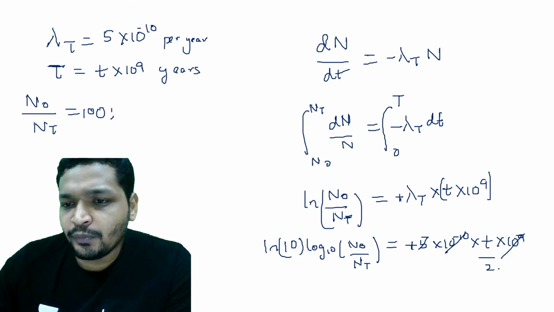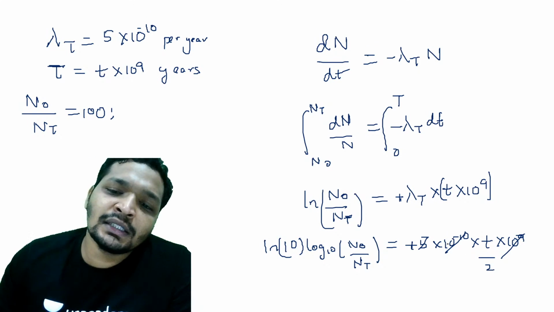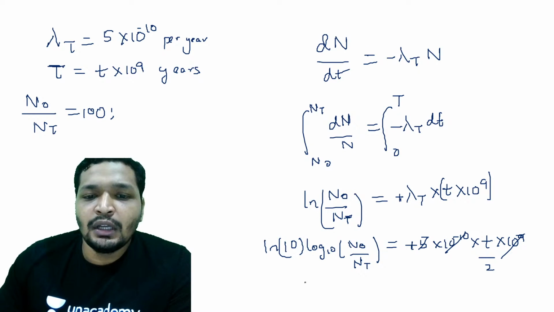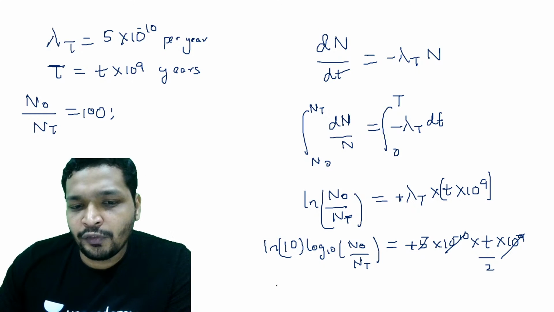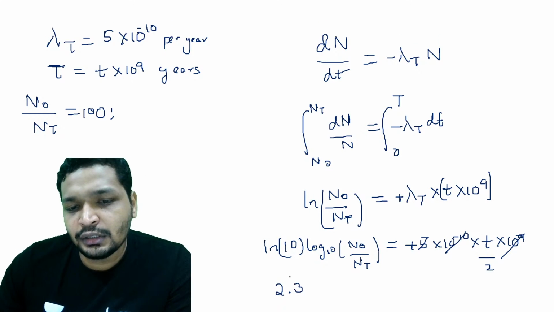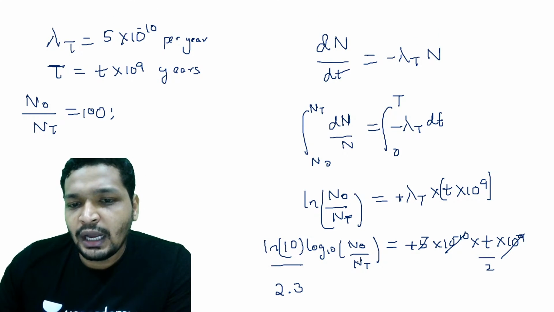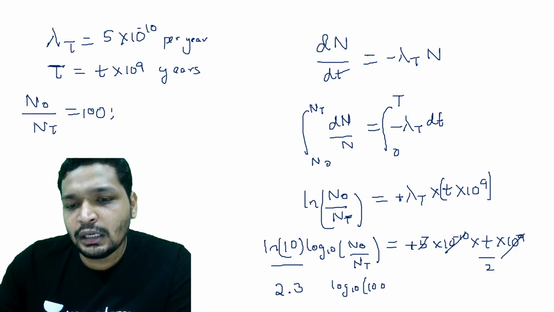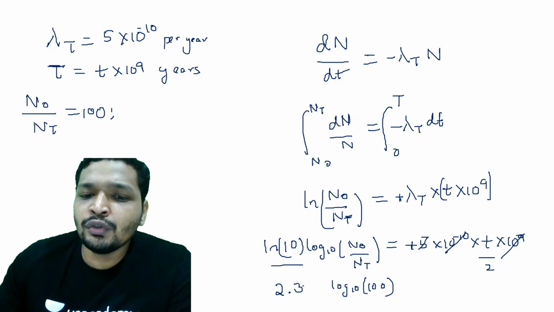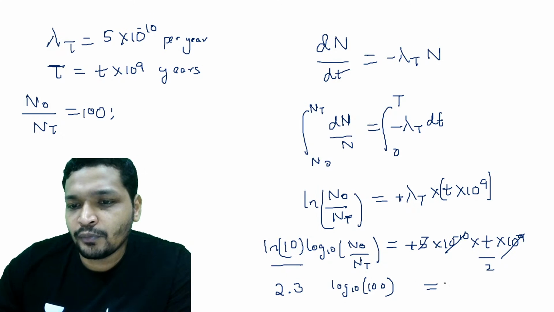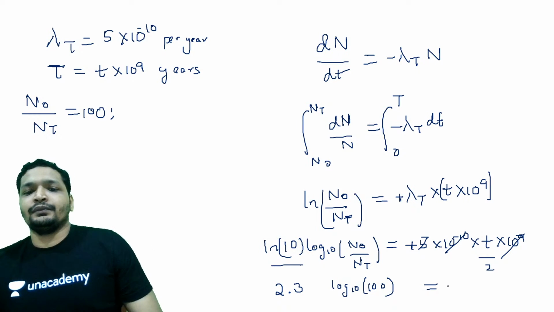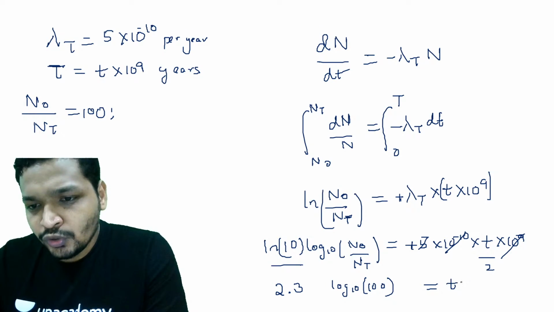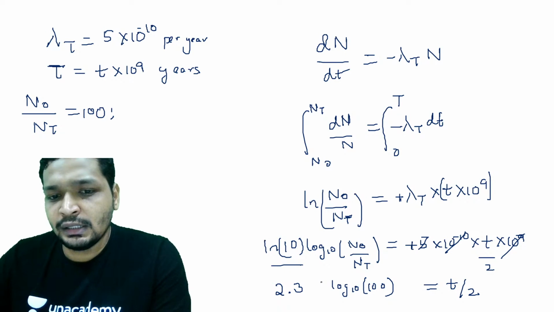1 by 2. Okay, 10 to the power 9, 10 to the power minus 10, that is divided by 10, and 5 by 10, that's t by 2. And this is 2.3 log of 10 given to you in the question. This thing is given to you in the question, and this is how much? Log 10 100, that is going to give you 2 into 1. Okay, so t by 2 is something like this.